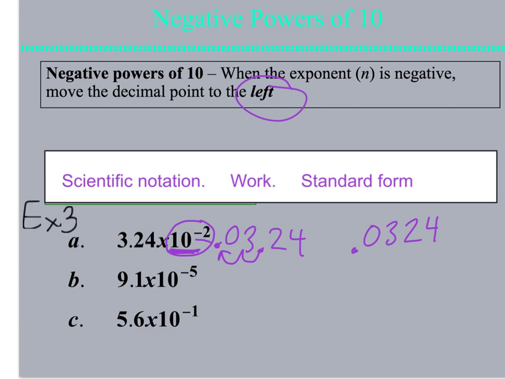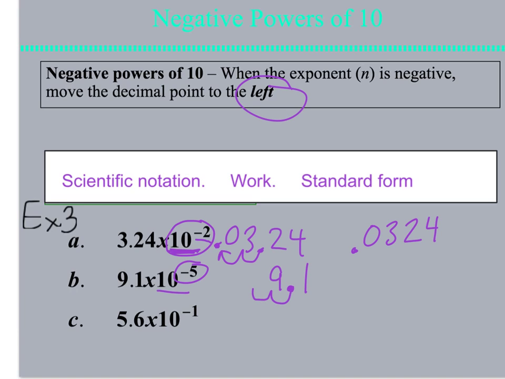Let's try the second one. The first time we do something, it's always a little different. So let's write out my decimal portion, which is 9.1. This time, please take your decimal. We're still multiplying by 10, which is just a decimal space. And which way are we going? We are going to the left. How many places? 5 places. So negative 5 means left 5.